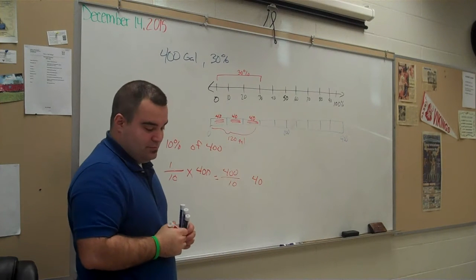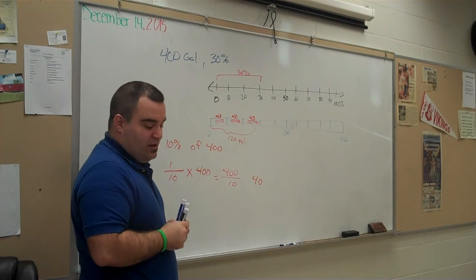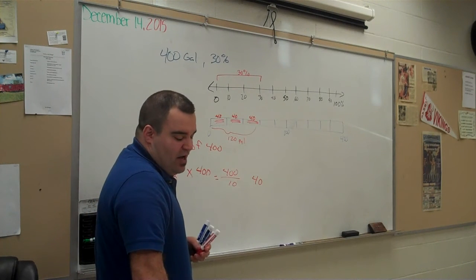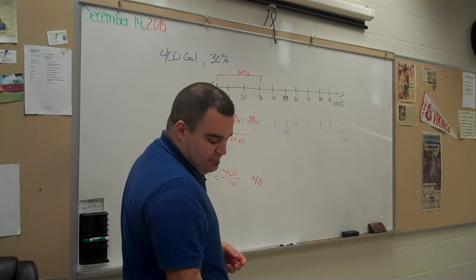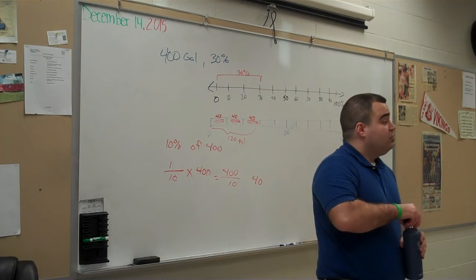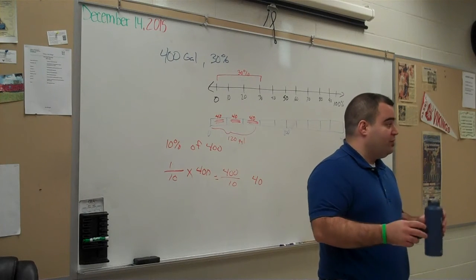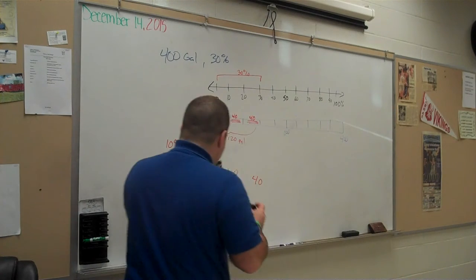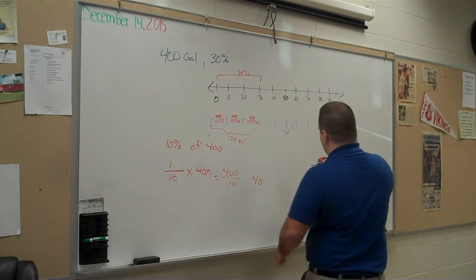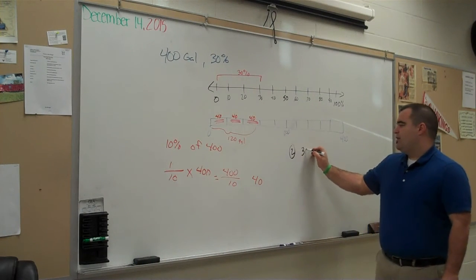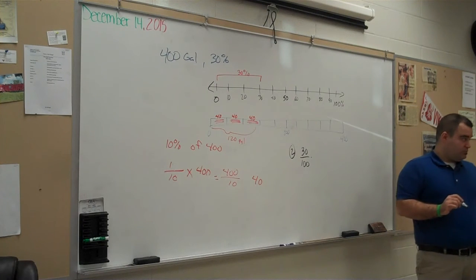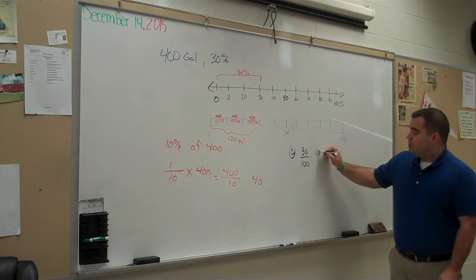$120 gallons. Okay? Where it says another way, it says multiply. You can find 30% of 400 by multiplying. 30% we know is what over 100? 30 over 100. That's one way to do it. Option 2, 30 over 100 times 400.